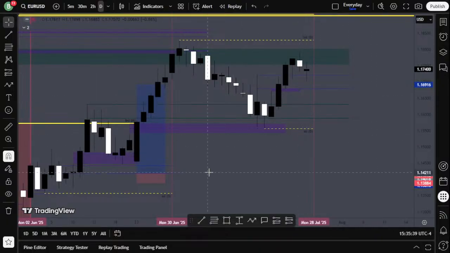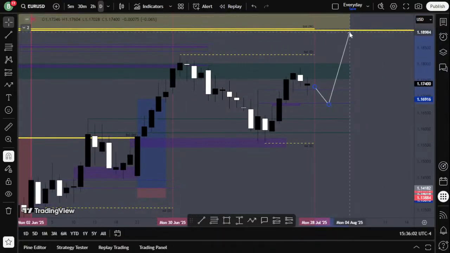Okay, so what do I see happening this week? Potentially, I could see price coming back into here and then pushing higher to here. Yep, good to go. And that's my take on what the markets might do in the upcoming week, or what I expect to see happen in the markets in the upcoming week.